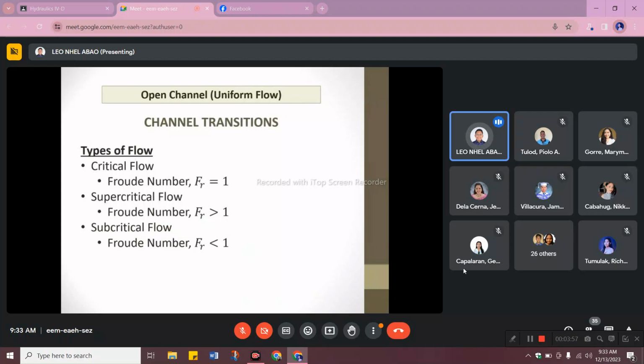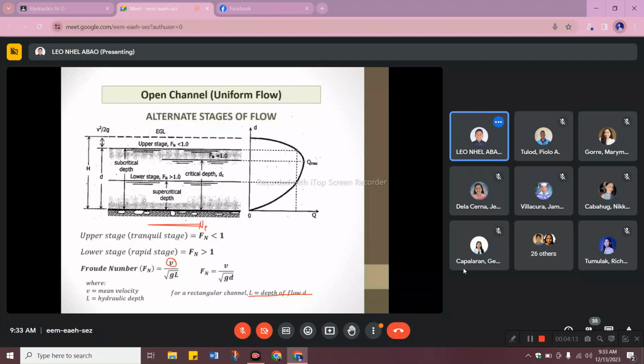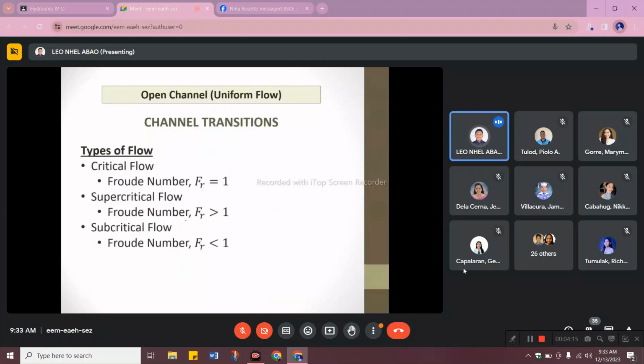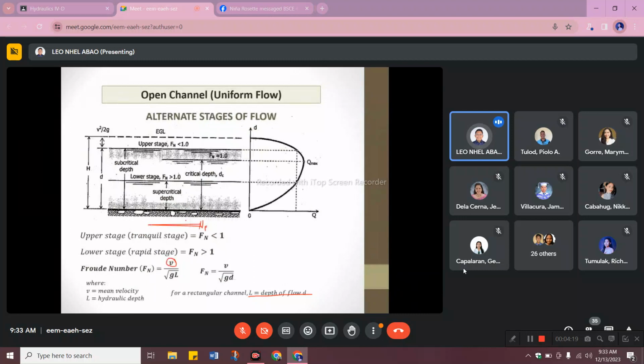Now, class, we have 3 main types of flows. First, we have the critical flow, where the Froude number is equal to 1. Supercritical flow is greater than 1. So we can also say a supercritical flow is a rapid flow, since the Froude number is greater than 1. And subcritical flow, we can also say that this is a tranquil flow.